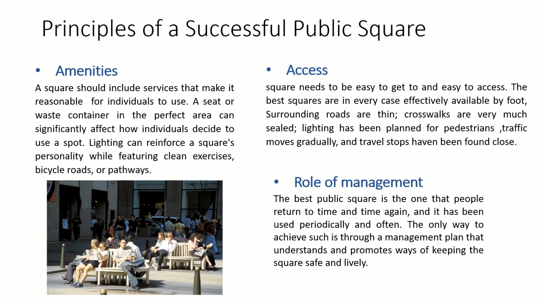To continue the principles of a successful square, we can mention amenities. A square should include services that make it reasonable for individuals to use. A seat or waste container in the right area can significantly affect how individuals decide to use the spot. Lighting can reinforce a square's personality, while featuring clean exercises, like bicycle roads or pathways.